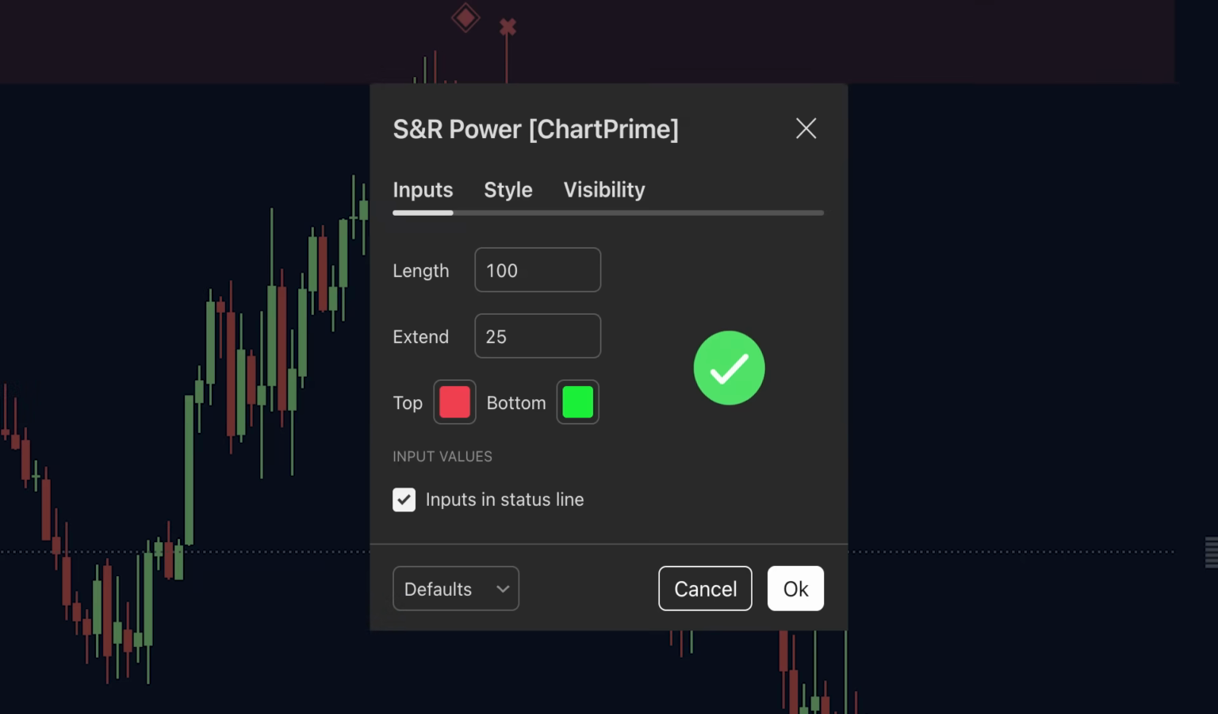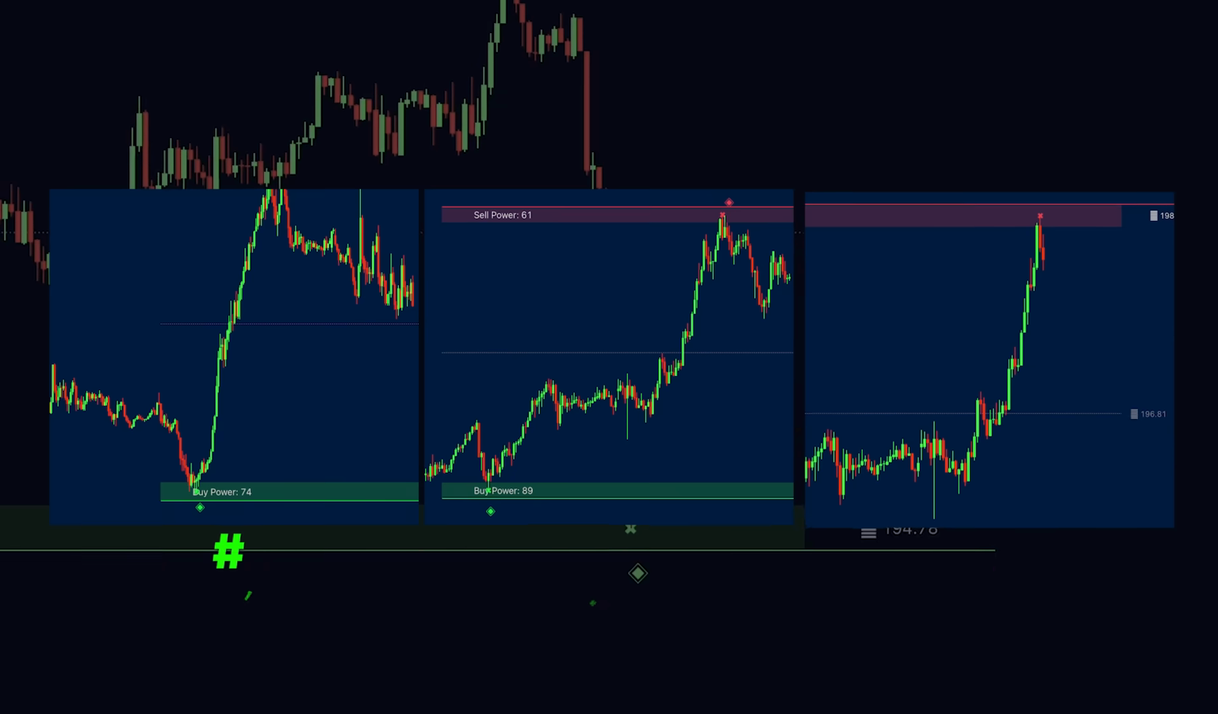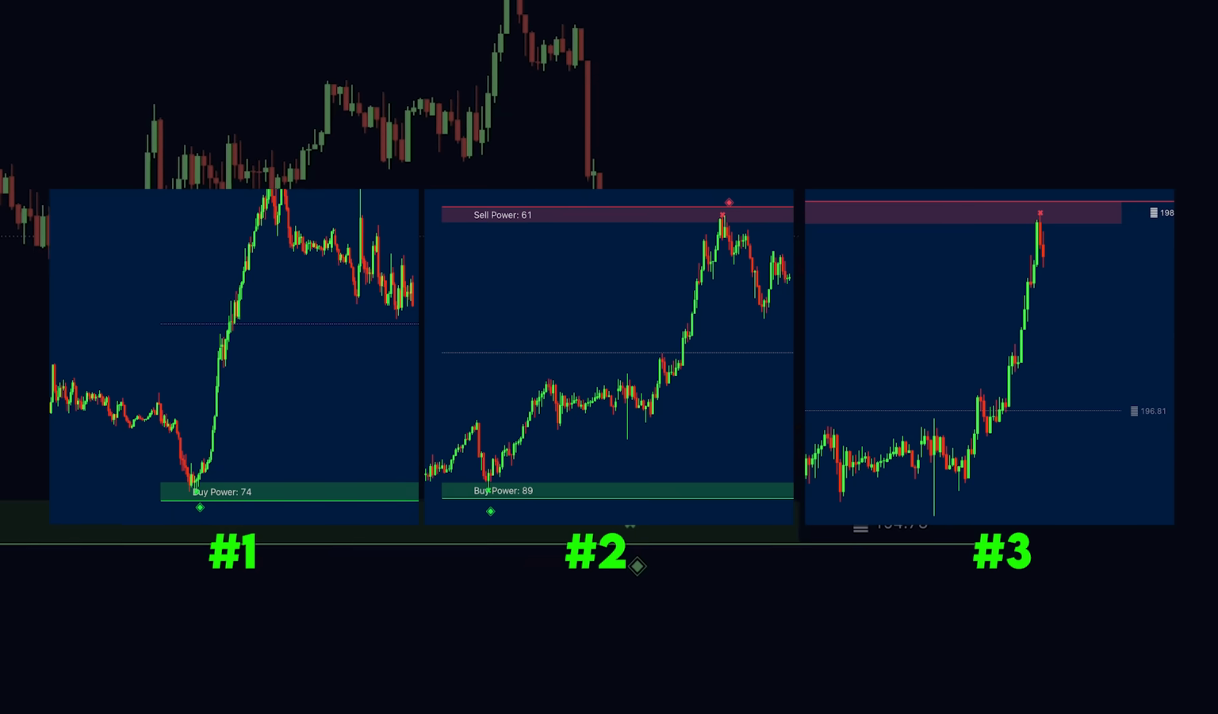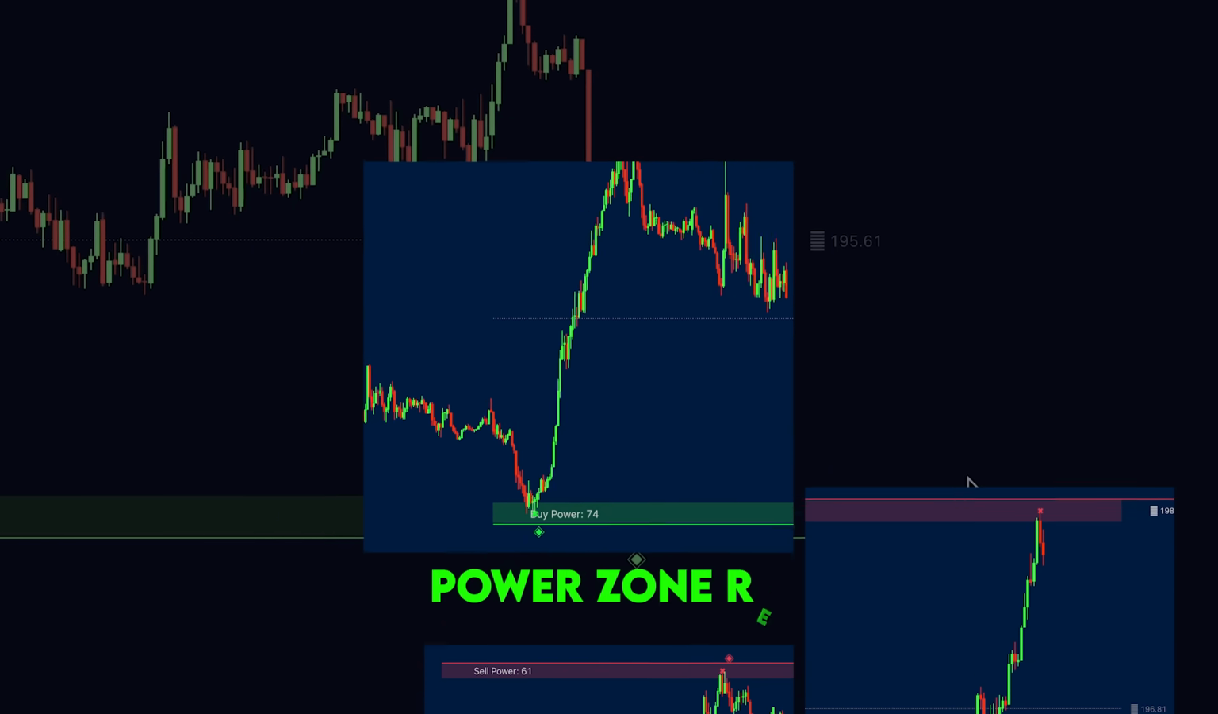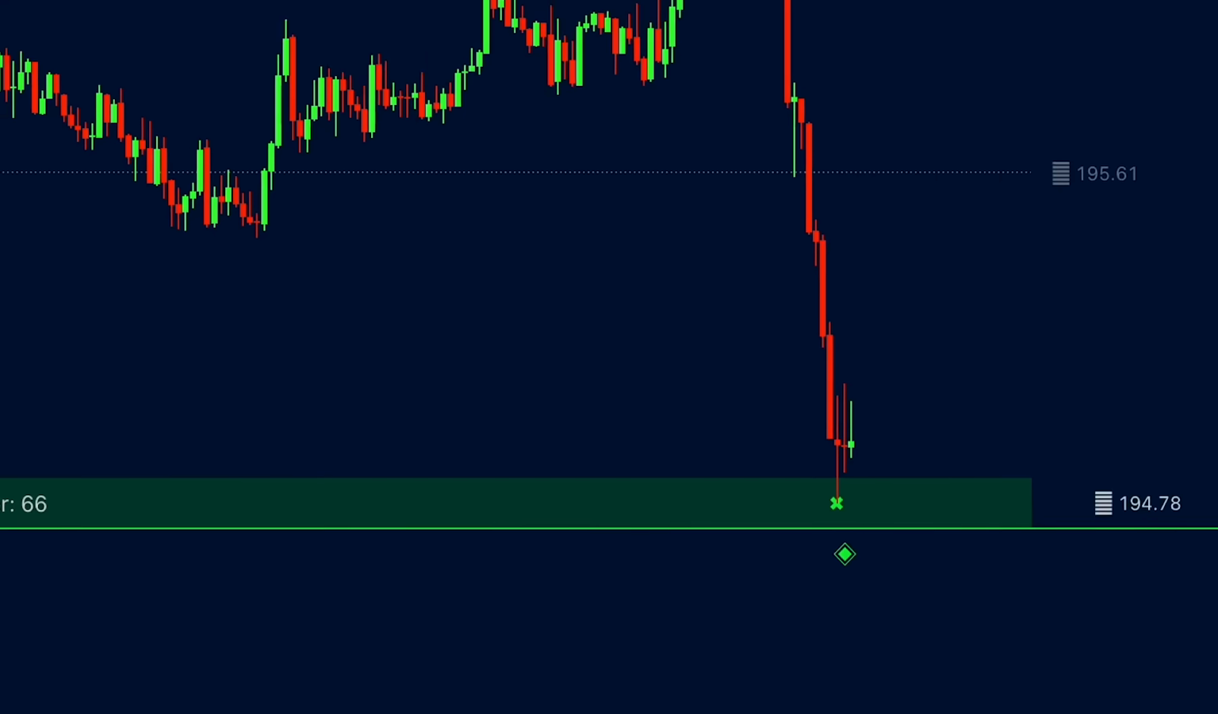Now that your settings are calibrated perfectly, here's the exact step-by-step strategy that turns these power readings into profits. Strategy 1 is power zone reversals. For perfect long entries, you need 3 specific conditions to be met.